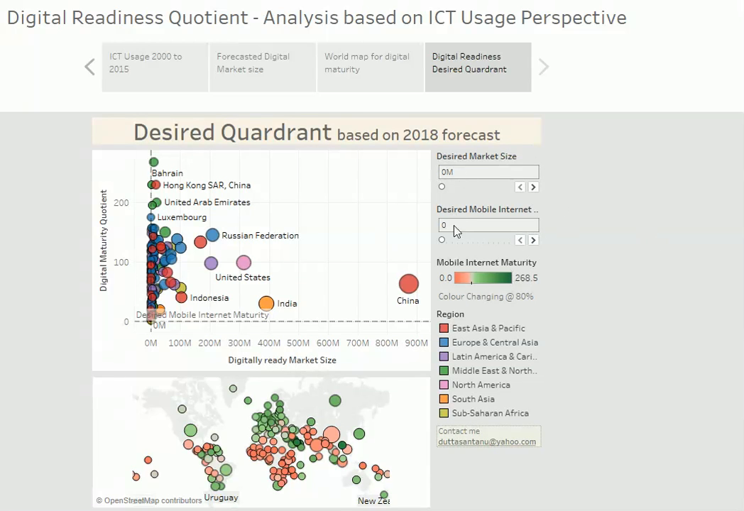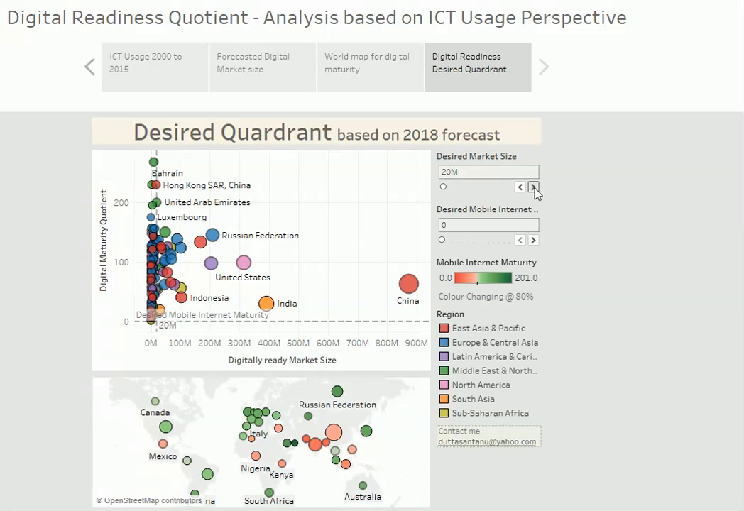Now here there are two sliders, and you can change these sliders based on the products that you are going to offer or the kind of market size that you are going to look for. Once you play around with the sliders, you can find your own digital magic quadrant or desired quadrant, and based on that you can think about which countries you'd like to offer your services in first. So if I say that I would like to do business in a country with a population of 60 million, let me go to that size.